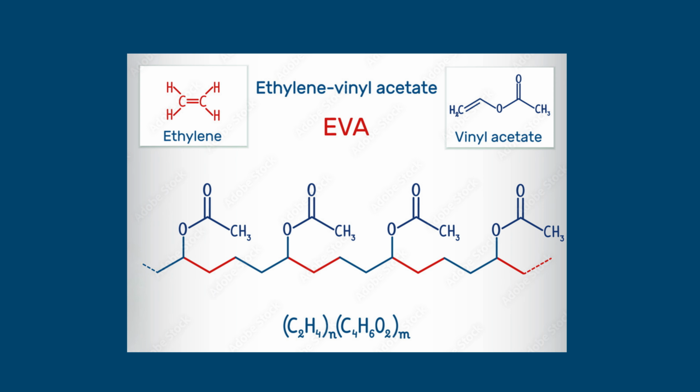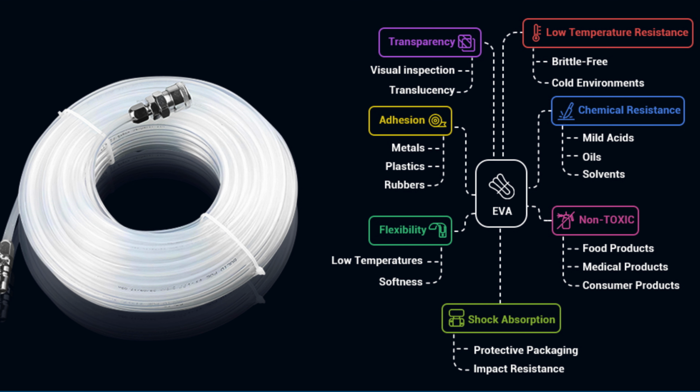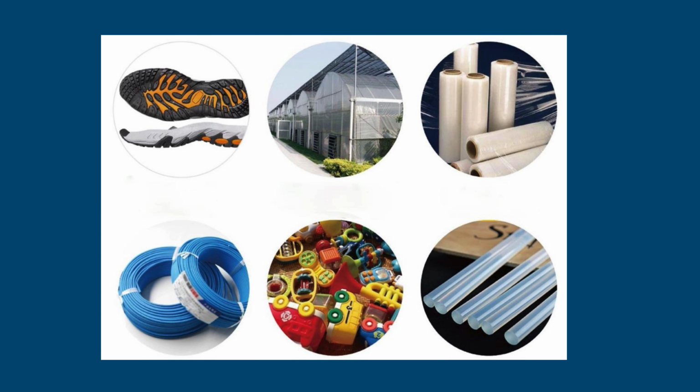Ethylene vinyl acetate, EVA, copolymers illustrate how copolymer composition directly controls material properties. Low vinyl acetate contents yield flexible packaging films, whereas higher concentrations produce soft, transparent materials widely used in photovoltaic encapsulation, athletic footwear, and hot melt adhesives.